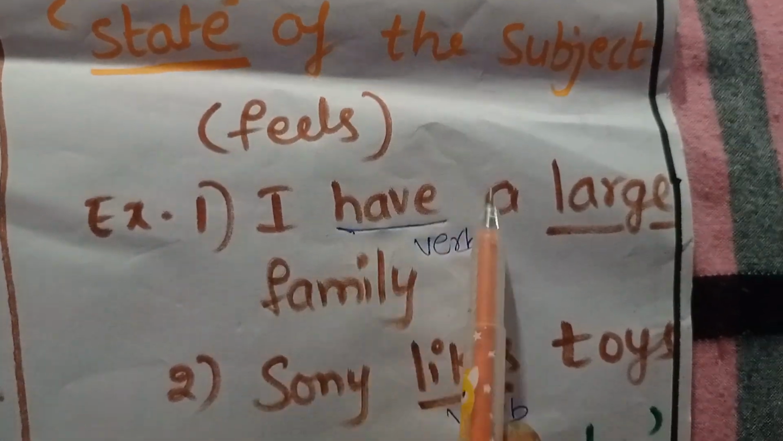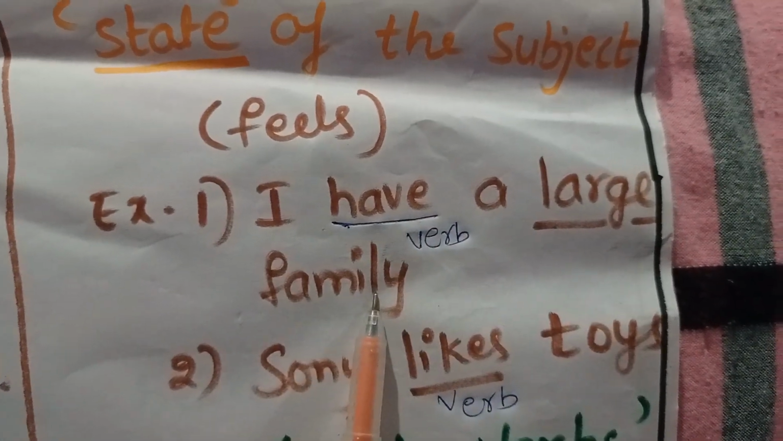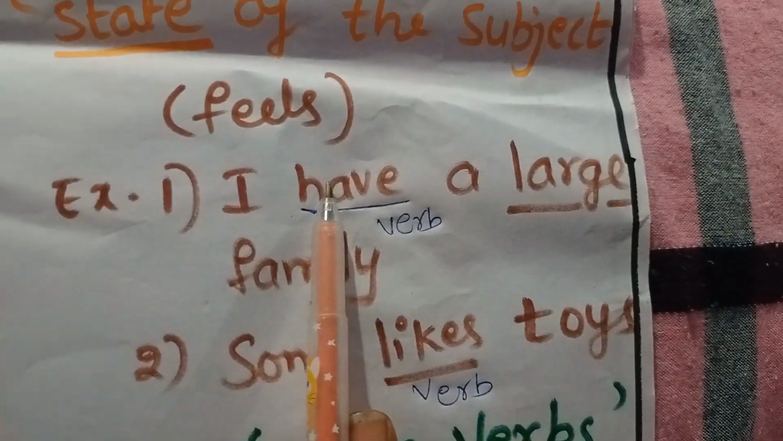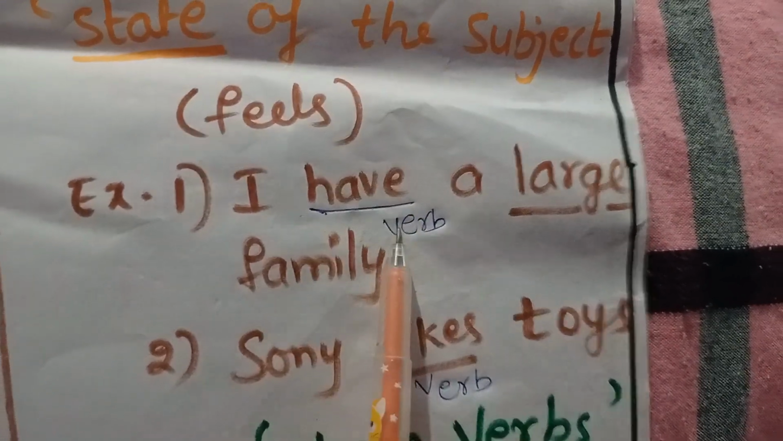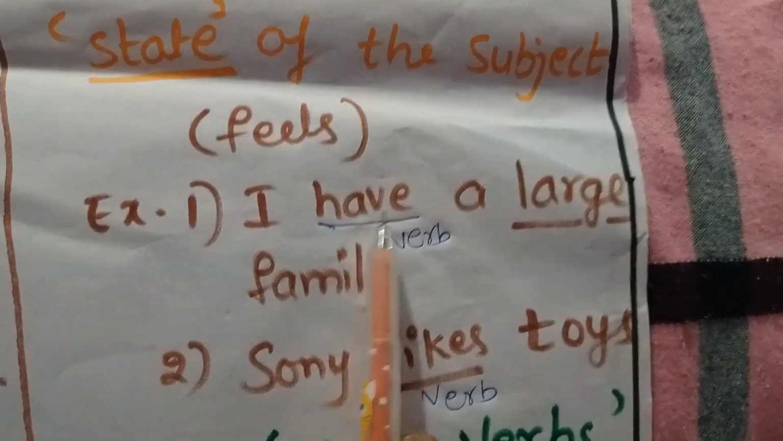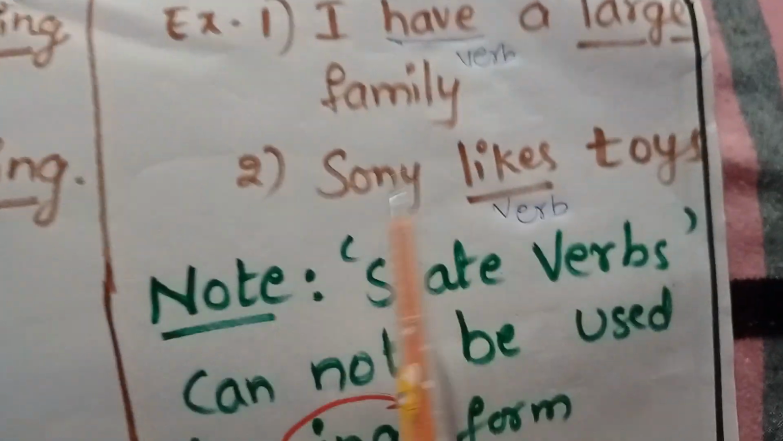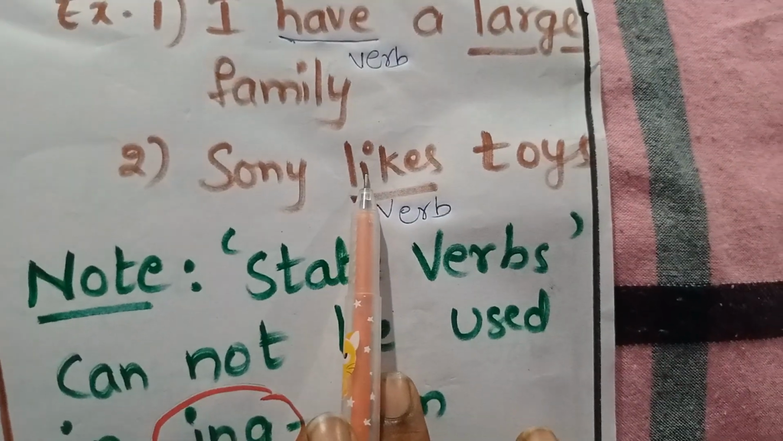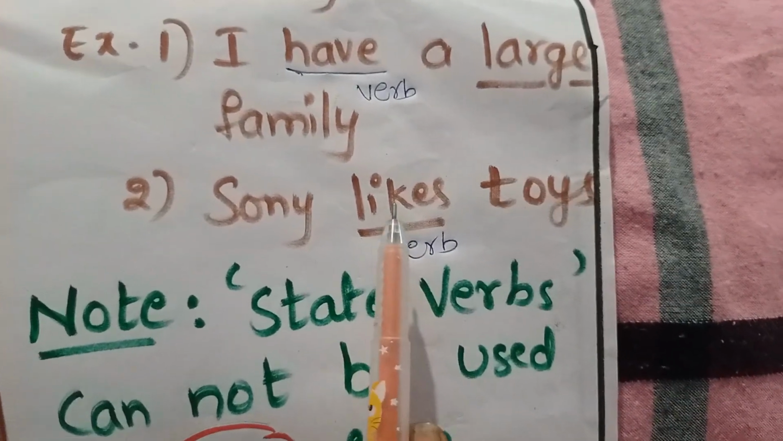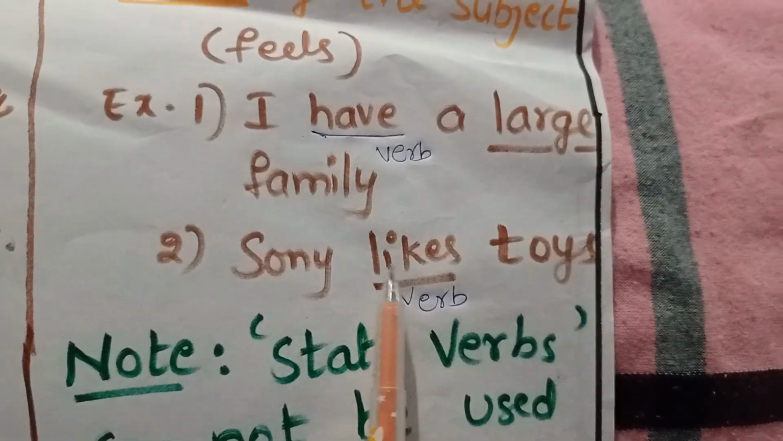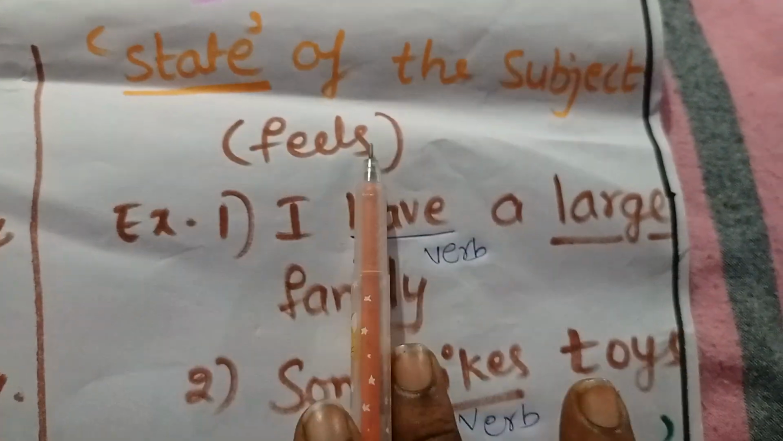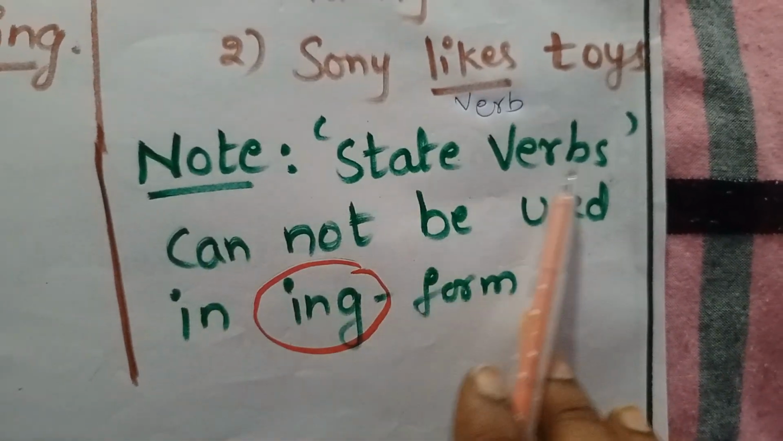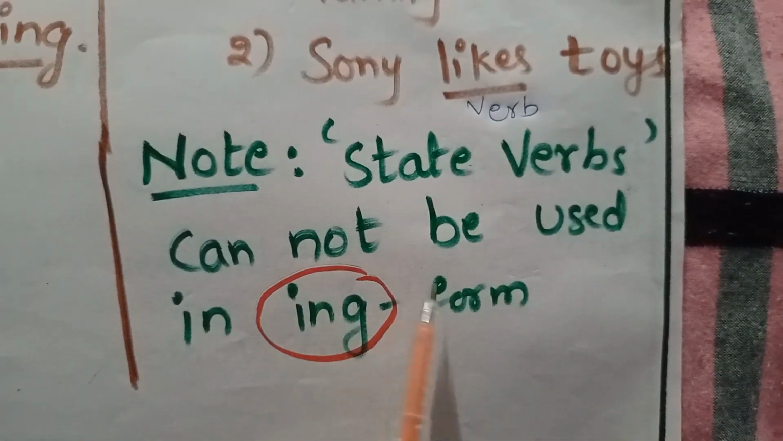Examples: I have a large family. Here the subject is having a large family. So here the verb is have. Have is verb and it is a state verb. Sony likes toys. So here likes is verb and this is state verb. So feels comes under state verb. Note, state verbs cannot be used in ing form.